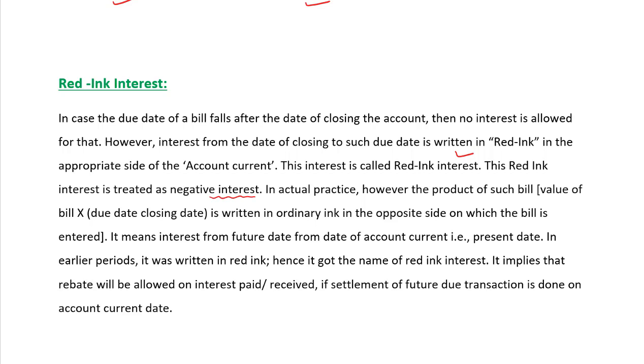In actual practice, however, the product of such a bill, the value of the bill multiplied by the days to the closing date, is written in ordinary ink on the positive side. It means that the interest for the future date from the date of account current, that is the present date, in earlier periods was written in red ink. Hence, it got the name of red ink interest. It implies that the rebate will be allowed, or interest paid or received, if settlement of a future due transaction is done on the account current date.